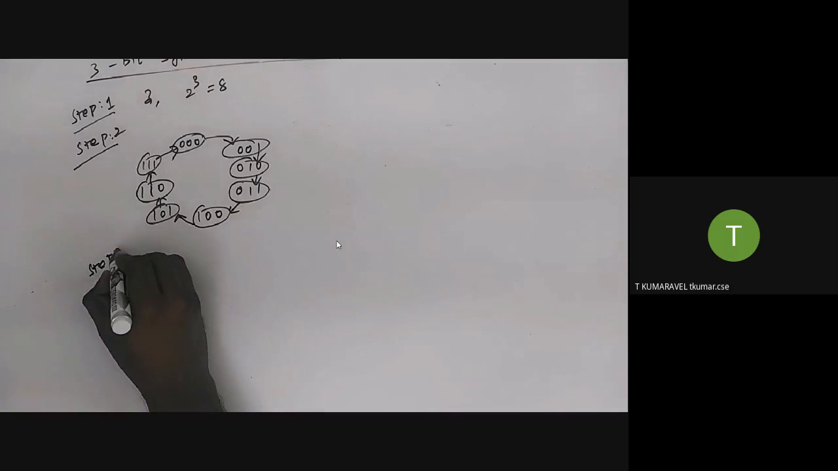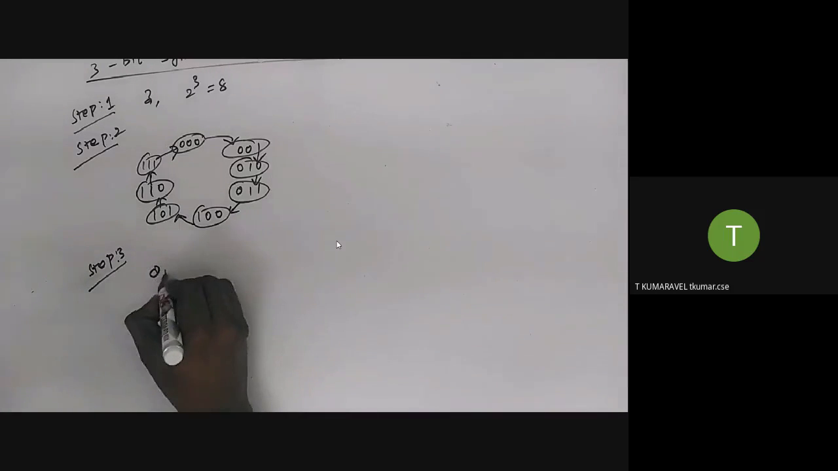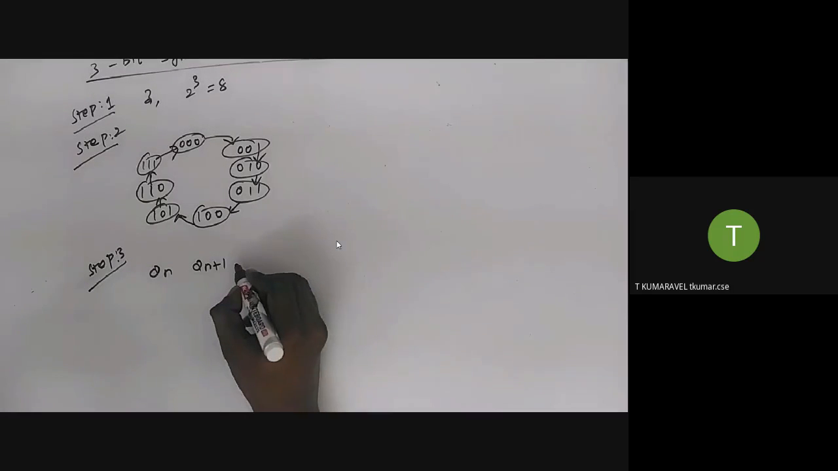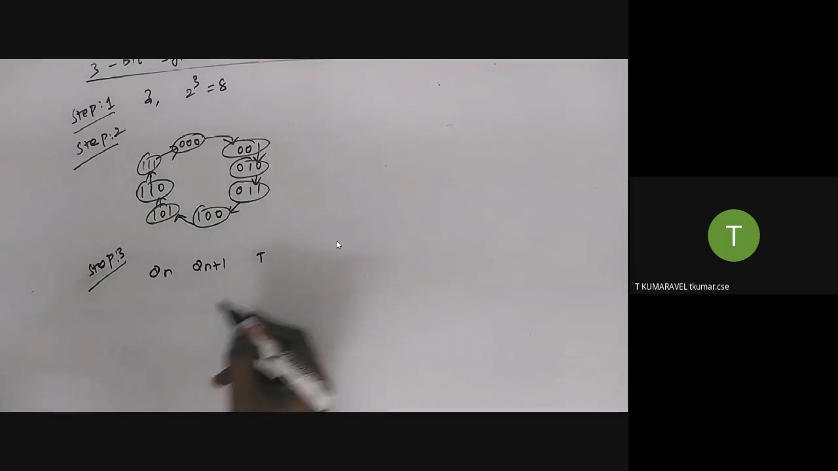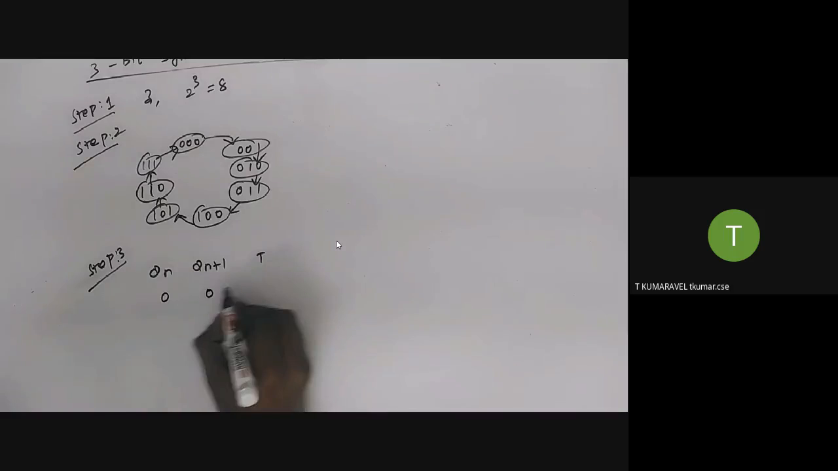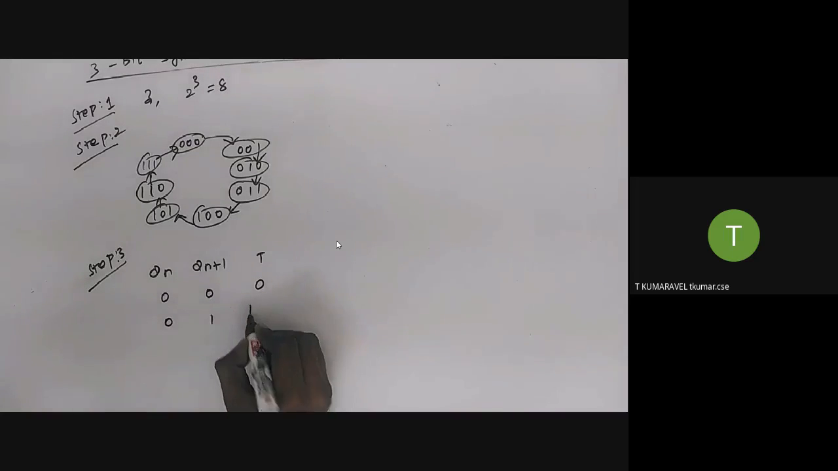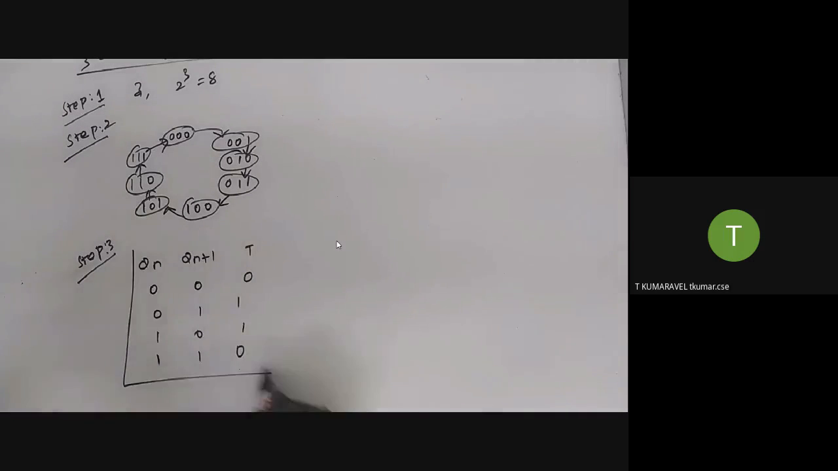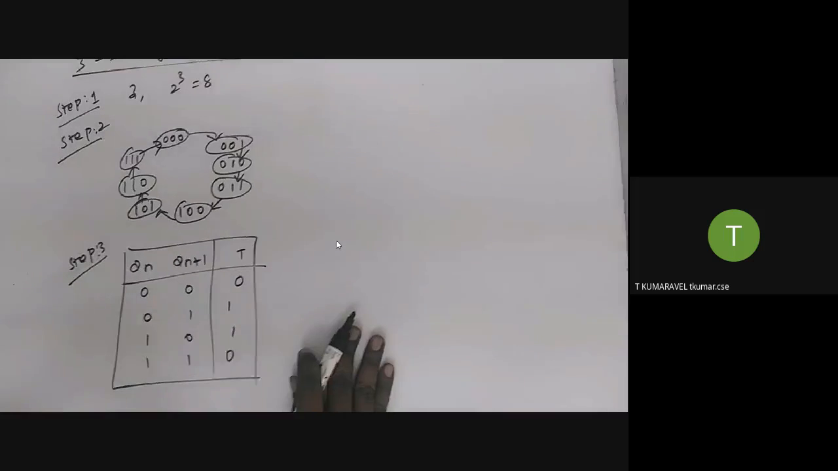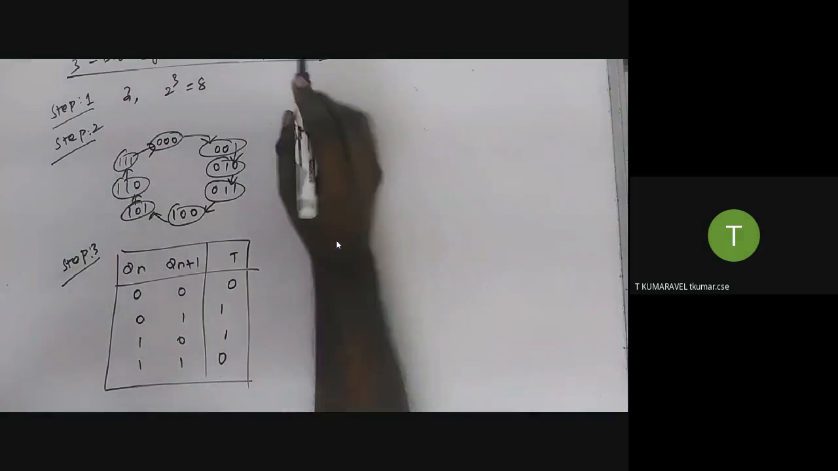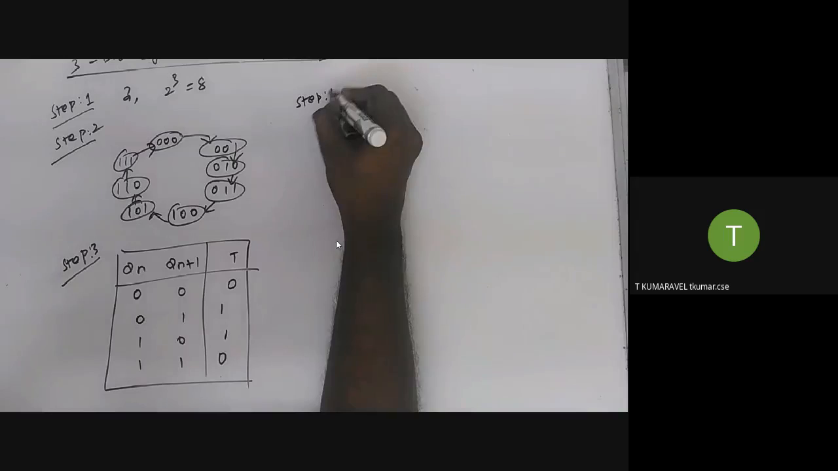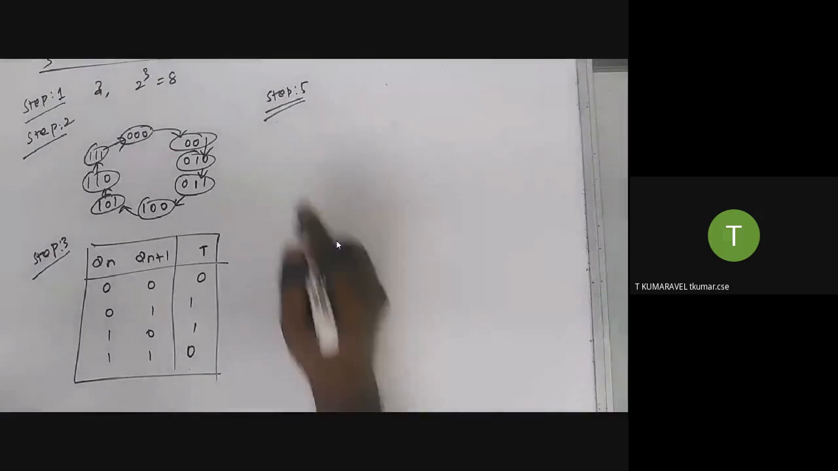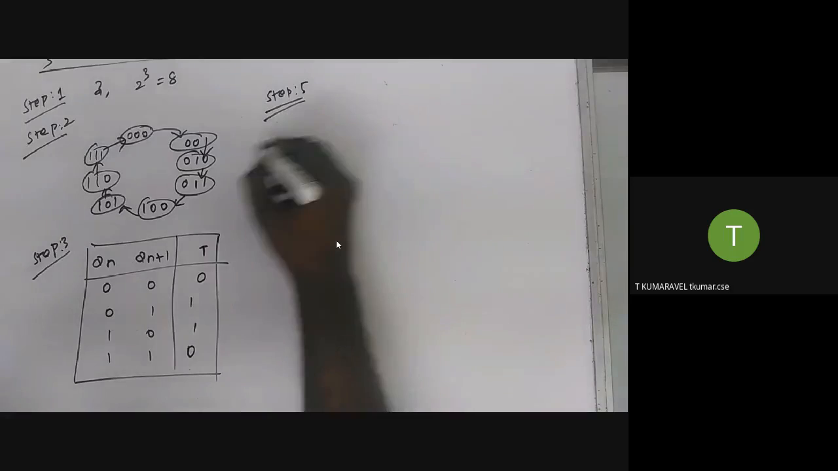Excitation table of T flip flop. This is the excitation truth table for T flip flop. So 0 to 0 means 0, 0 to 1 means 1, 1 to 0 means 1, 1 to 1 means 0. Okay, this is the truth table. What is the next one? The next step is you want to minimize the Boolean expression from the given excitation table.